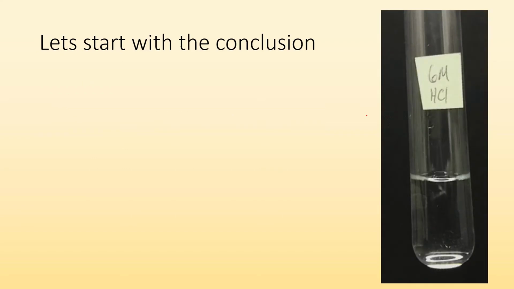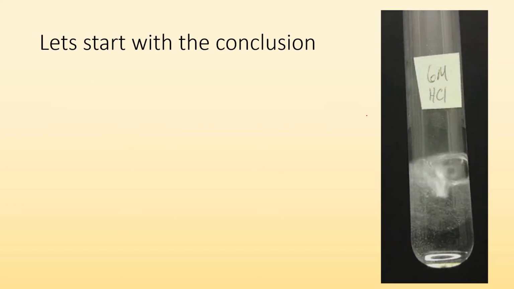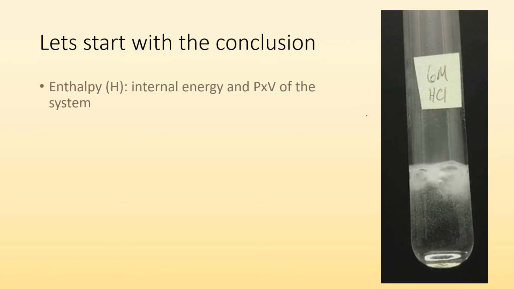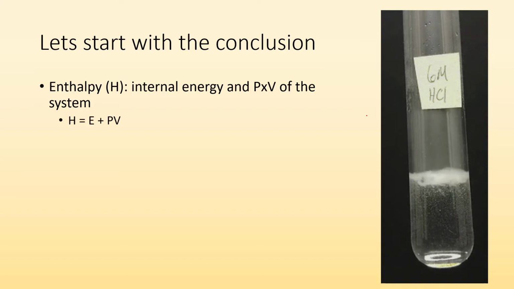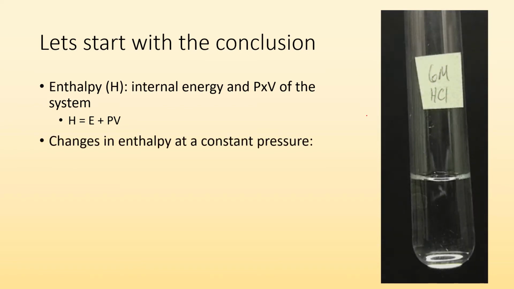So this is one of the topics where I think it's easier just to start with where we're going to end up. So what we're going to end up knowing is enthalpy, H, is the internal energy and the pressure volume work of a system. So mathematically expressed as this: H, enthalpy, equals the internal energy E plus the pressure times the volume of the system. So changes in enthalpy at a constant pressure.